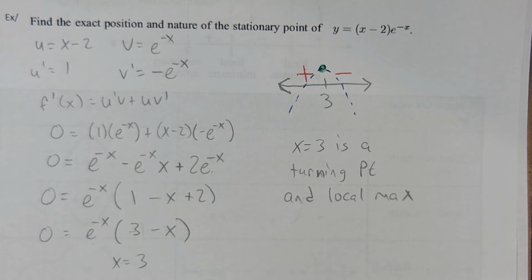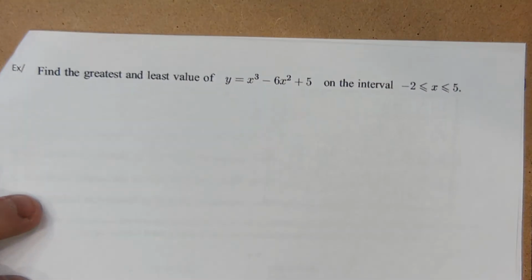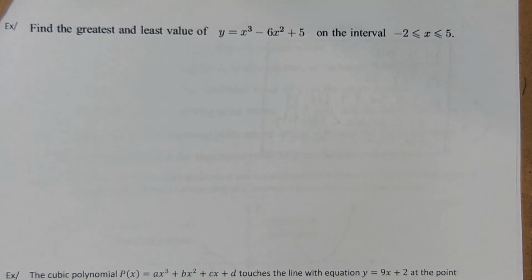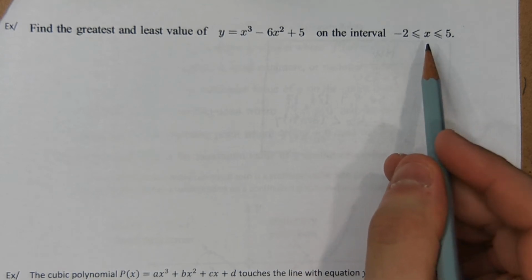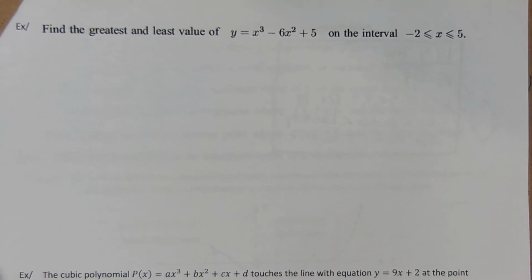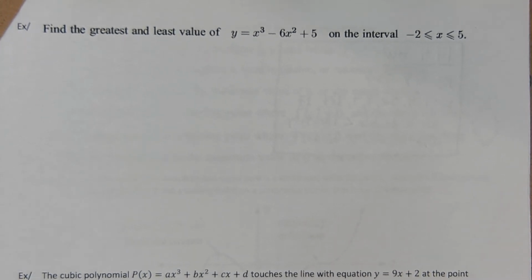Okay. Moving on. We've been asked to find the greatest and least value of this polynomial on a restricted domain. That means we have endpoints. Well, guess what? Endpoints, but technically, are critical values. Now, they're not necessarily stationary points, but they are critical values.